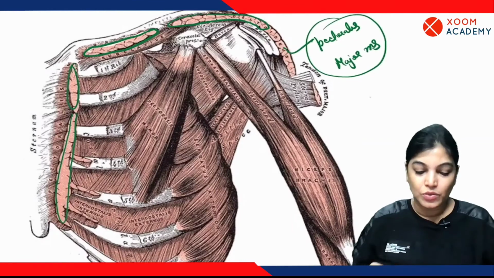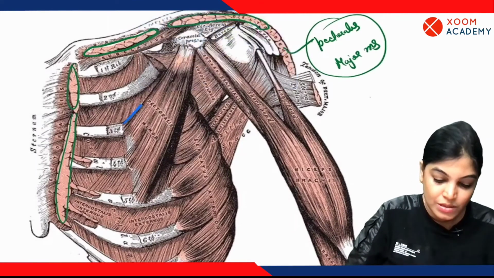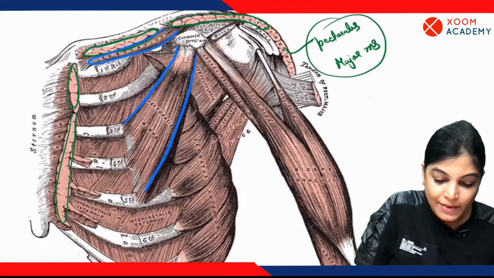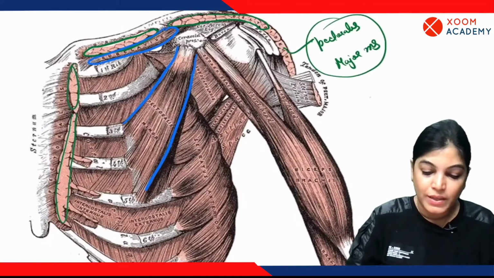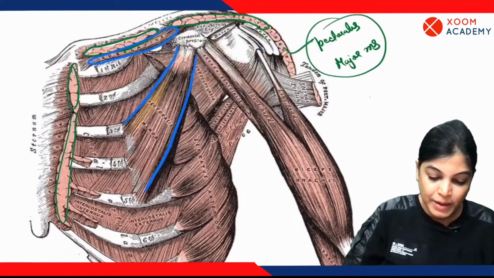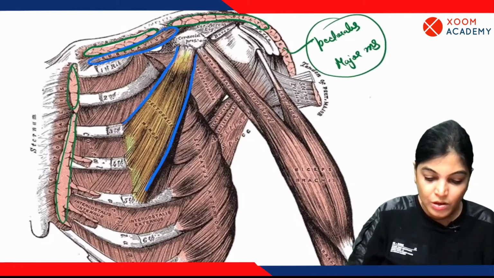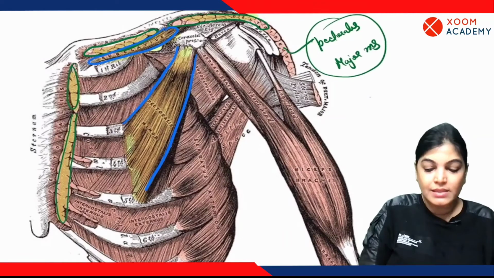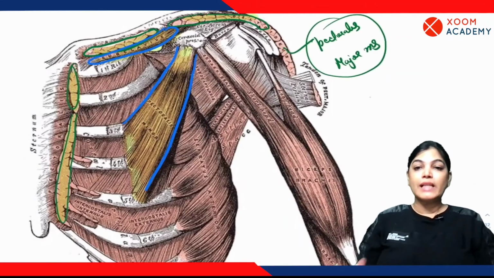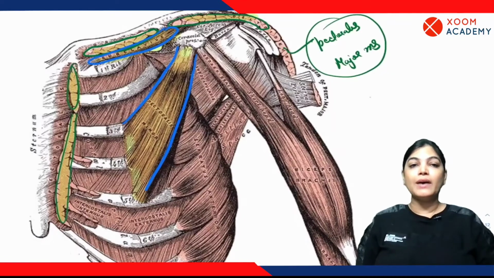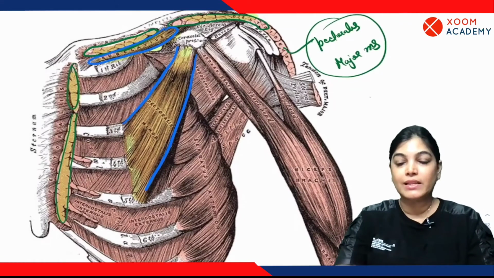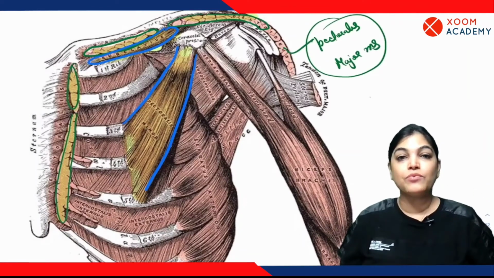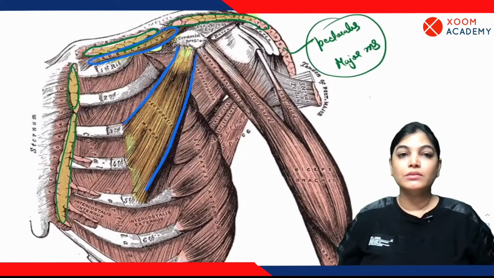Now underneath you can see the pectoralis minor muscle. This is the pectoralis minor muscle, and the small muscle lying below the clavicle is the subclavius muscle. So the pectoralis minor muscle is overlapped by the pectoralis major muscle, which has been dissected out, and the subclavius muscle. Pectoralis major is lying superficially, and deep to it we have the subclavius and the pectoralis minor muscle. Clearly, these 3 muscles form the anterior wall of the axilla.